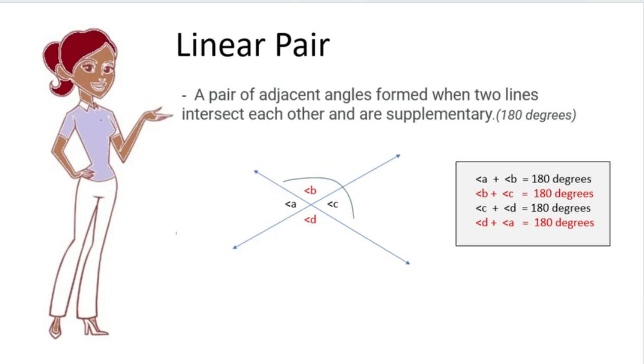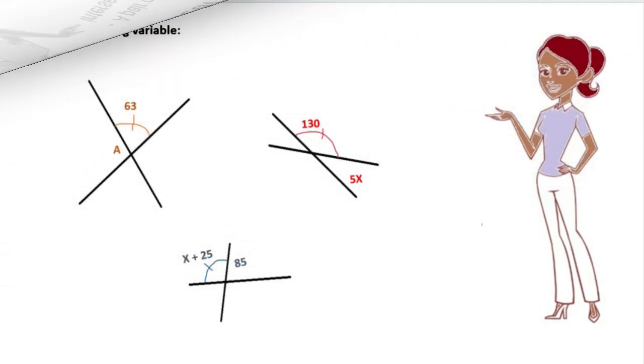Angles B and C, they're adjacent to each other. Angles C and D, those two angles are adjacent. And lastly, in this figure, angles D and A are adjacent. And if you add those two together, you would get 180 degrees. So let's look at some problems. So again, we're going to solve for the missing variable.